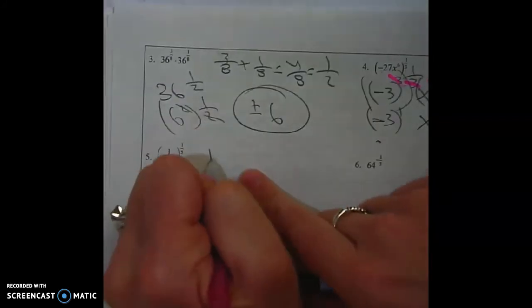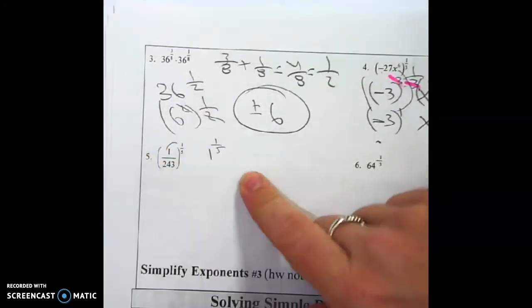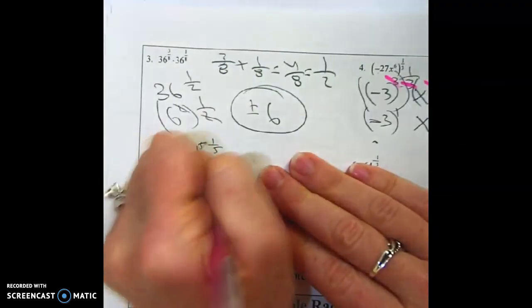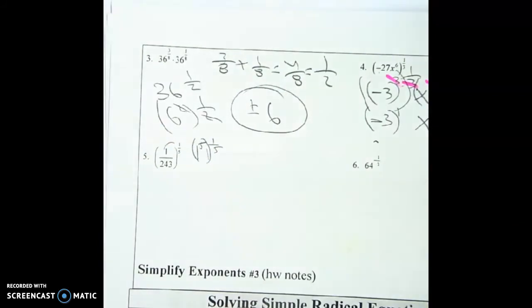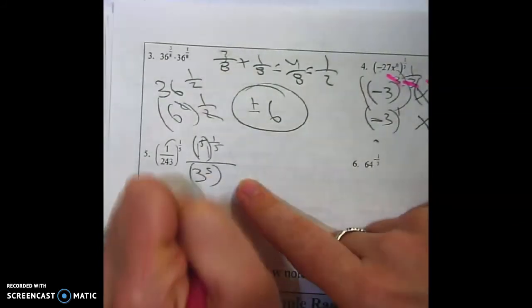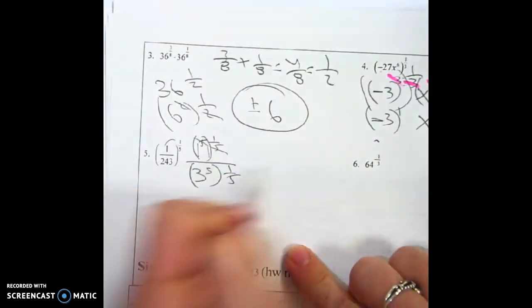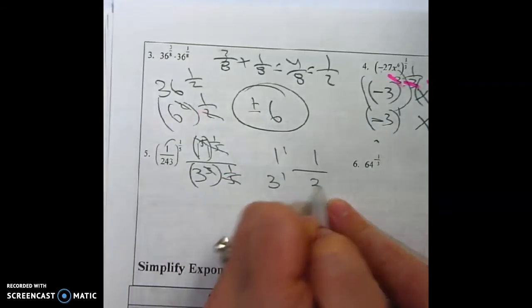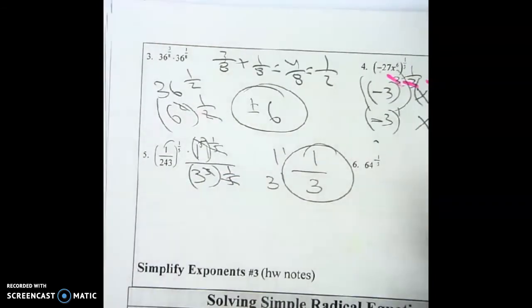This is the same thing as 1 distribute to the 1/5. Oh, I should say this, which is 1 to the 5th to the 1/5, because 1 times 1 times 1 times 1 times 1 is 1. And this is the same as 3 to the 5th to the 1/5. Bye, 1 to the 1st, 1. Bye, 3 to the 1st, 3, odd root, no plus or minus.